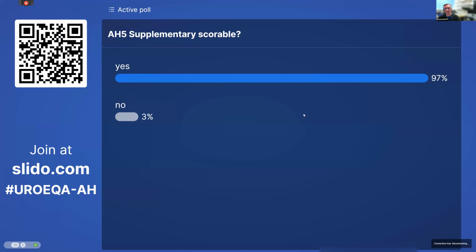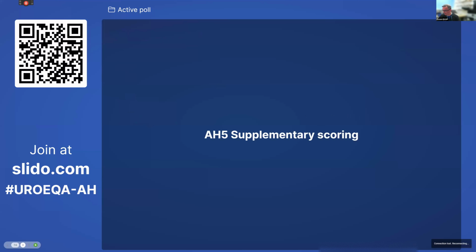Okay, so yep, it is scoreable. You go back then to your phones and you can score each individual staging. So again, it's 0, 0.25 and 0.5 because of the two parts of this question.